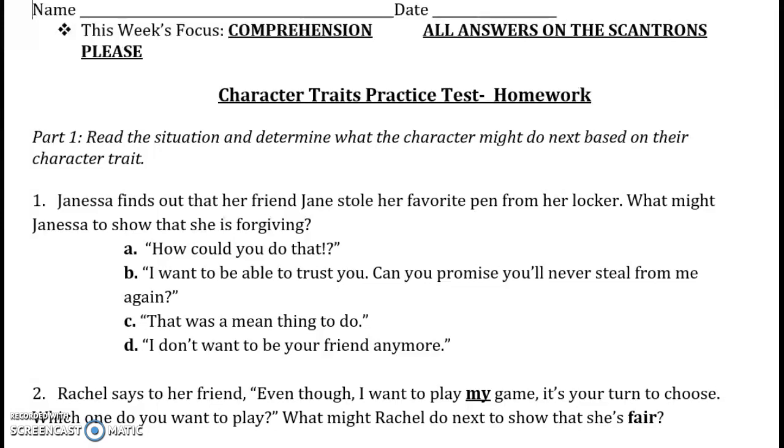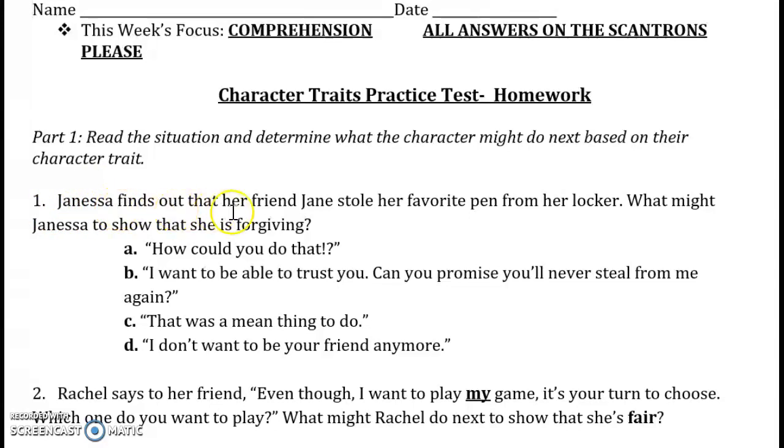All right, so let's look at part 1. And this is where I am, team. I am right here. And it says, part 1, read the situation and determine what the character might do next based on their character trait. So we're going to read the situation and we're going to look at what the character's next steps would be based on their character traits or how they behave, okay? All right, so let's look at number 1.